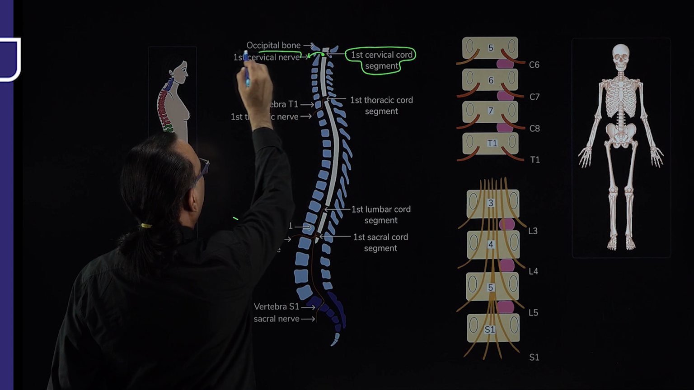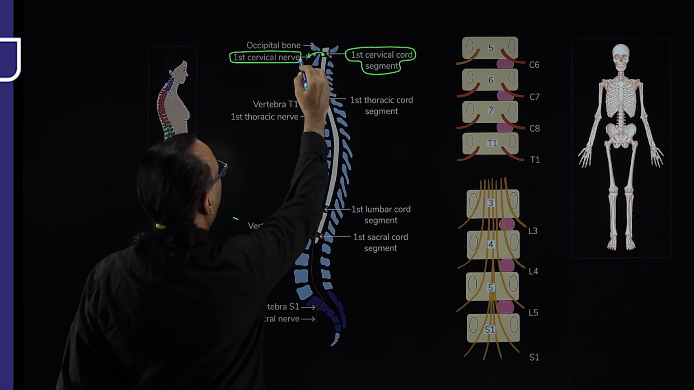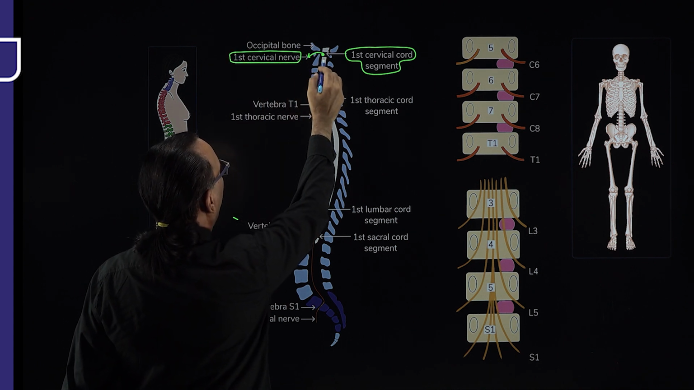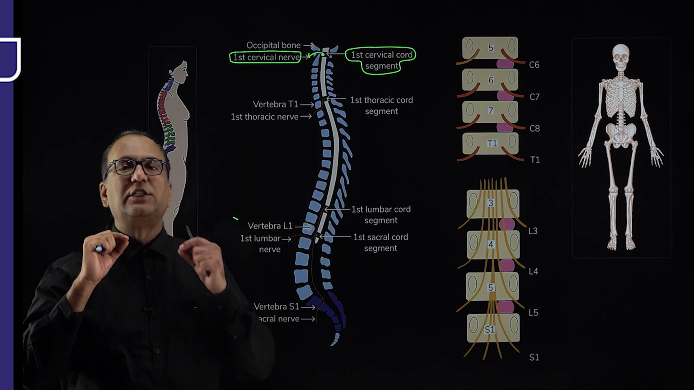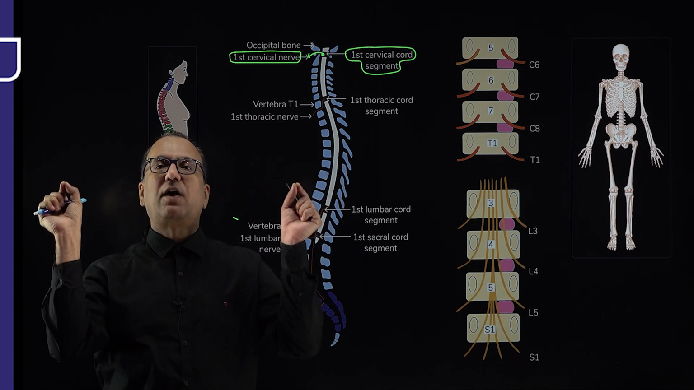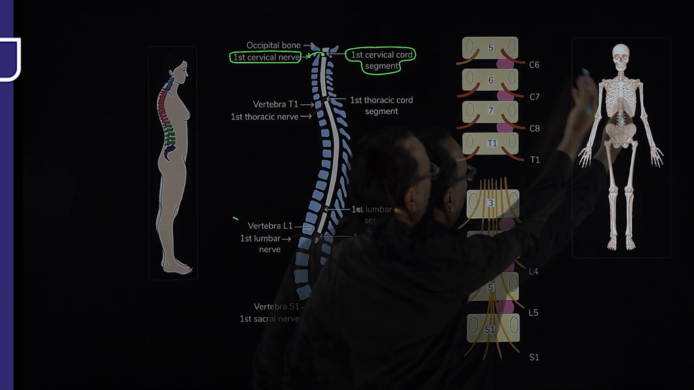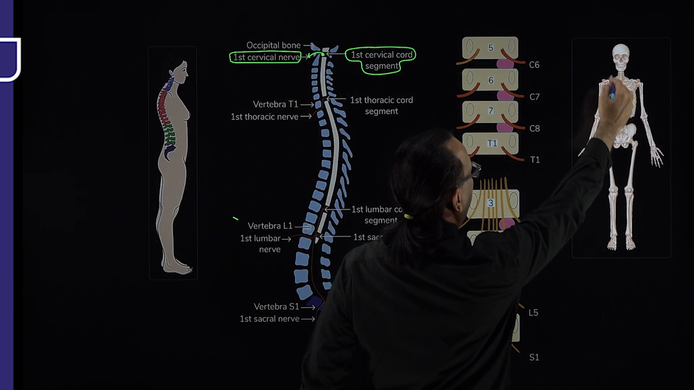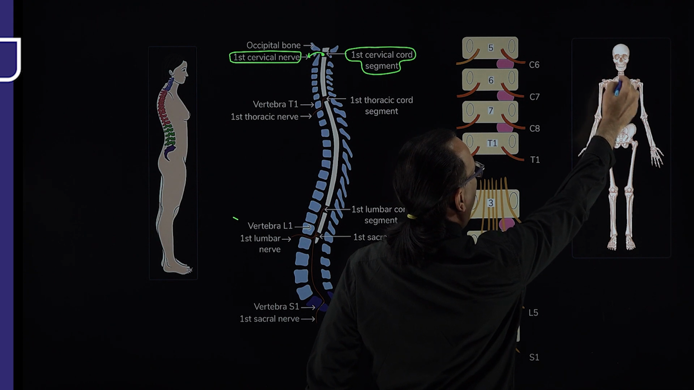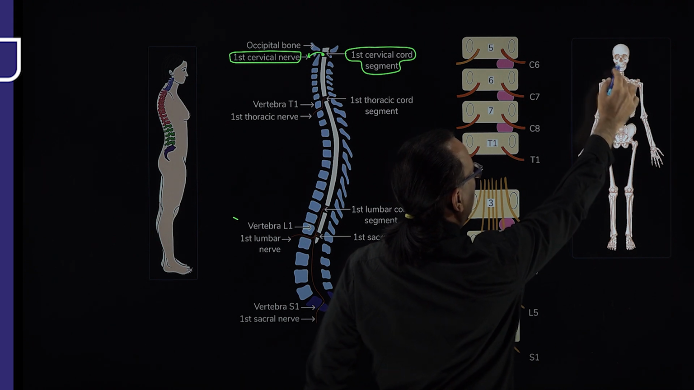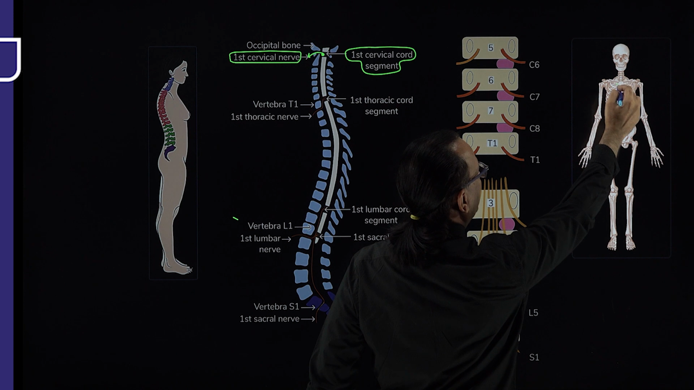So C1 nerve is passing above the C1 vertebra. That is the rule. Each spinal nerve will be passing above the corresponding vertebra. In a magnified view, seen from the front view, as you talk about the C1 nerve or C2-3 or any cervical nerve, each spinal nerve is passing above the corresponding vertebra.